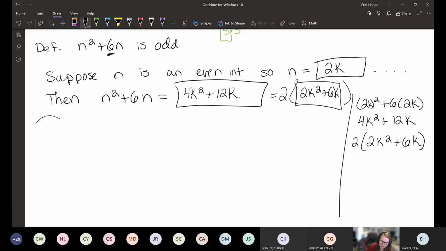And so we have 2 times this thing. And then it says is what? Well, since it's 2 times something, that means it's even.